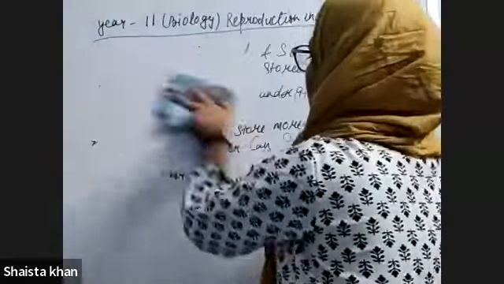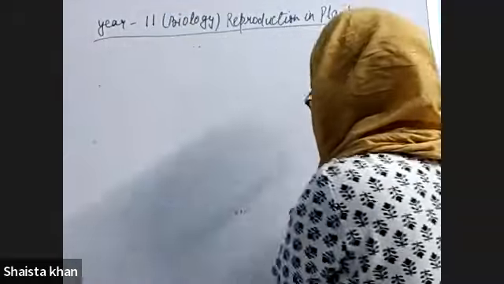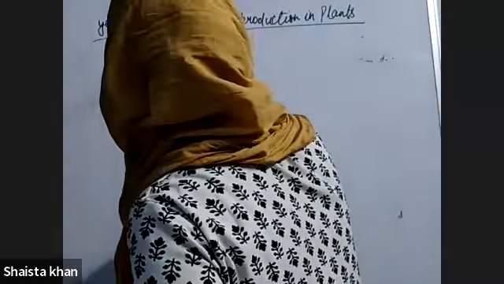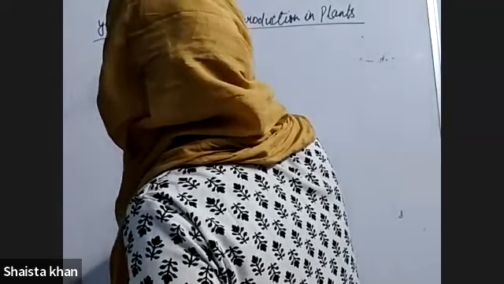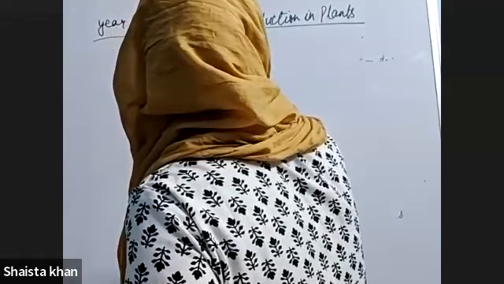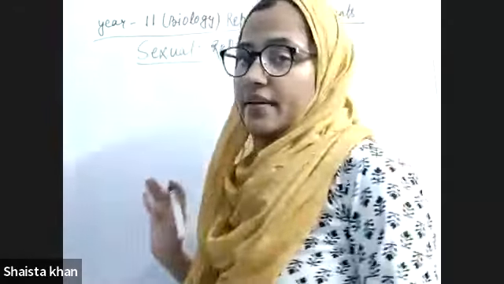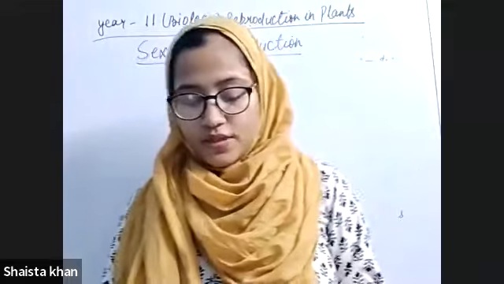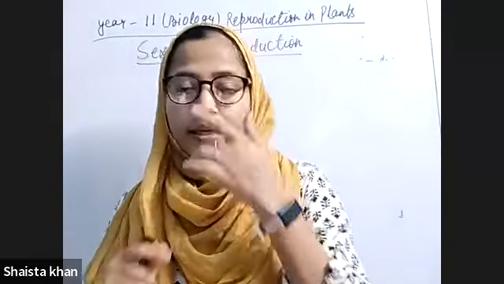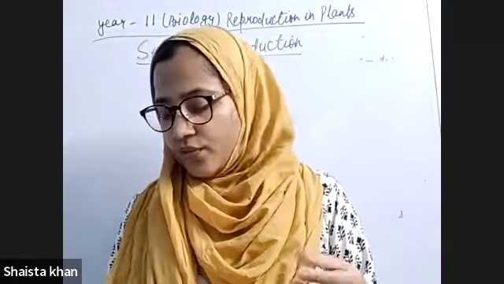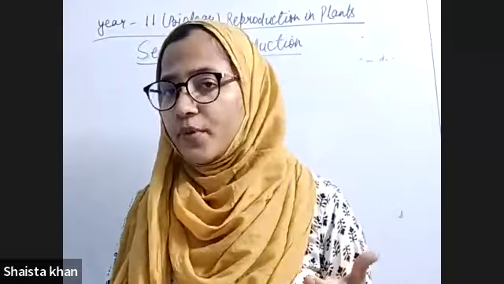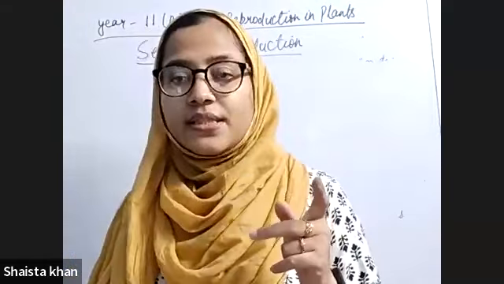Now we'll study about sexual reproduction, which is a very, very important point. Let me tell you the basic thing about sexual reproduction. Have you seen animals? There are a lot of examples of sexual reproduction, like human beings and animals. Sexual reproduction involves both the parents, like male gametes and female gametes.